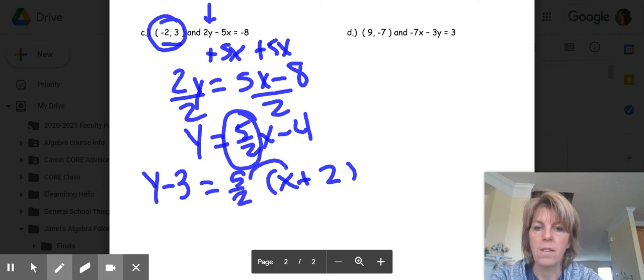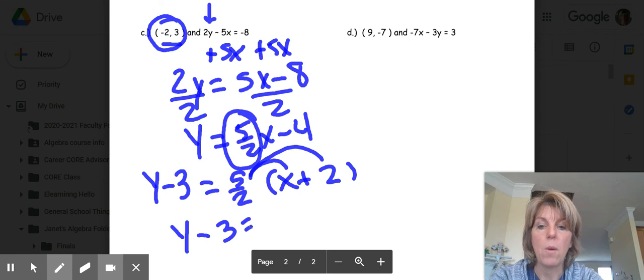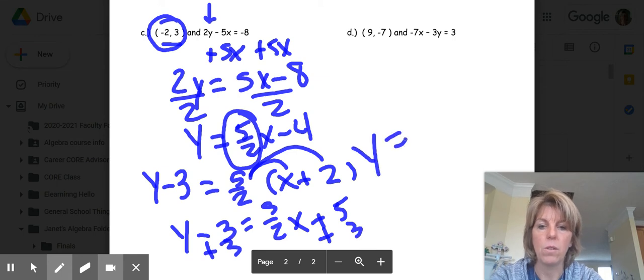From there, I can distribute. So I'm trying to get y on one side and everything else on the other side. I get 5 halves x plus 5. I add 3 to both sides. And my final answer will be y equals 5/2 x plus 8.